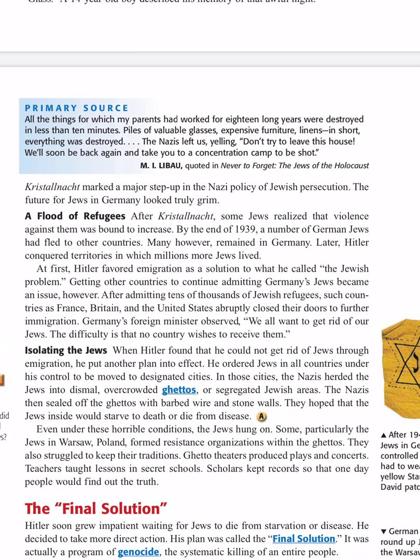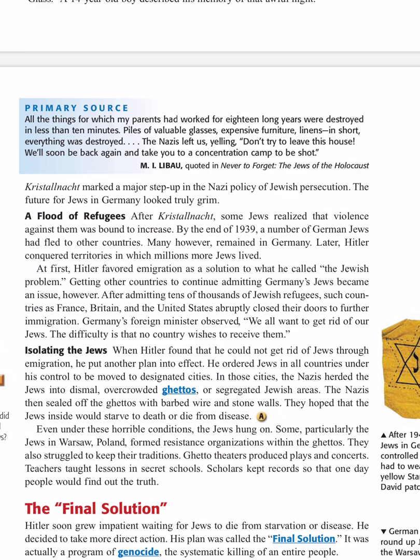Later, Hitler conquered territories in which millions more Jews lived. At first, Hitler favored emigration as a solution to what he called the Jewish problem. Getting other countries to continue admitting Germany's Jews became an issue, however. After admitting tens of thousands of Jewish refugees, countries such as France, Britain, and the United States abruptly closed their doors to further immigration. Germany's foreign minister observed, "We all want to get rid of our Jews. The difficulty is that no country wishes to receive them."